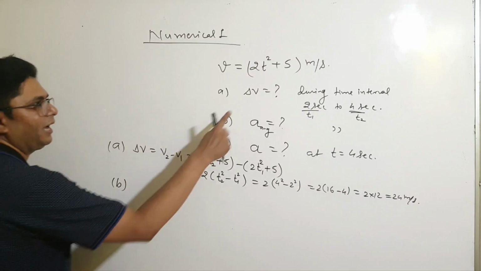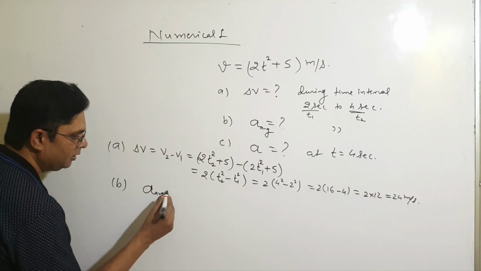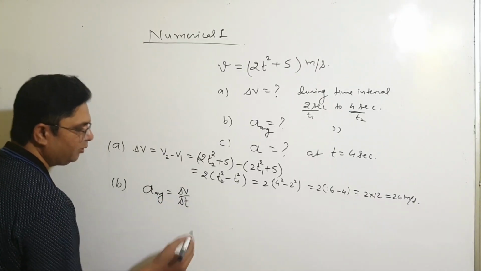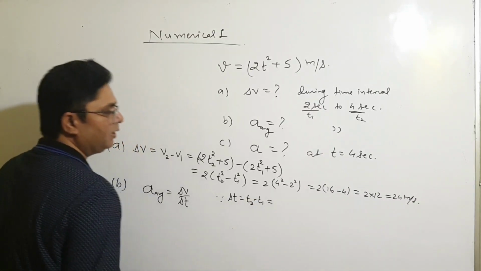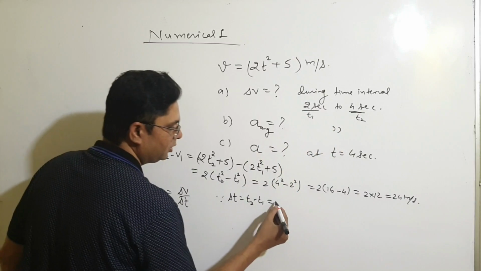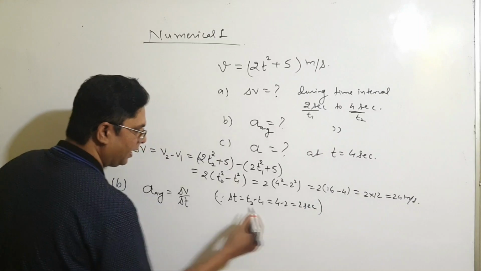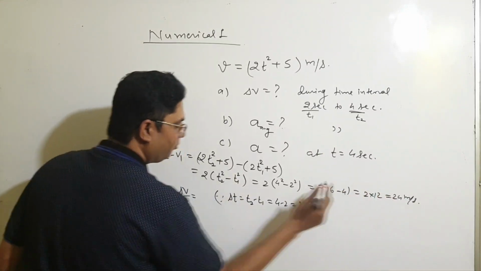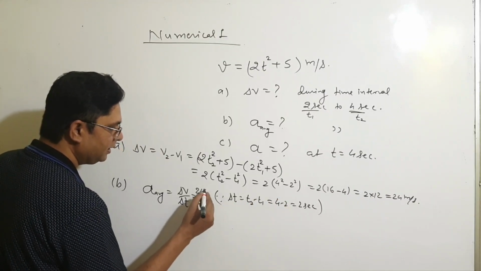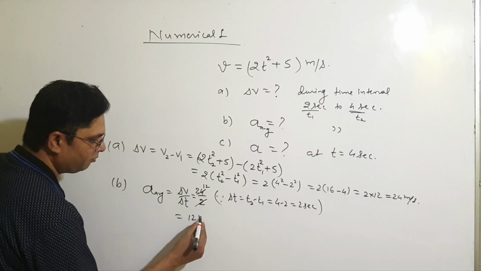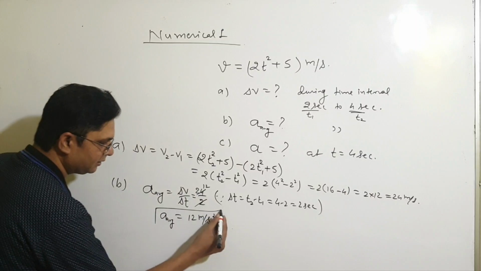Number b, you have to find the average acceleration. So you have a average, which is delta v upon delta t. You know that delta t equals t2 minus t1. T2 is 4 and t1 is 2, so it is 4 minus 2 equals 2 seconds. Here delta v is 24 and delta t is 2. Cancel this, you have 12. So this is 12 meter per second square. This is a average, the average acceleration.